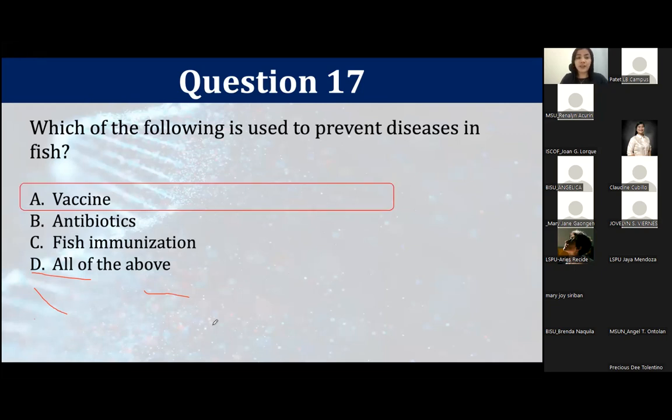Ay, which of the following is used to prevent? Mali class, mali ito, sorry. The correct answer here is all of the above, hindi vaccine ha, hindi lang vaccine. Hindi ko lang to napalitan, sorry. But the correct answer here is all of the above. Fish immunization and vaccination or vaccine, pareho lang yan. And also same with antibiotics, it is also used to prevent diseases in fish.